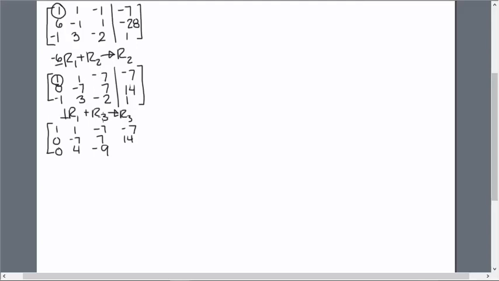Oh, I apologize, this is a 1. It's going to give me -3. And then row 1 plus row 3 is going to give me -6. Perfect, I have a 1 with zeros underneath it.